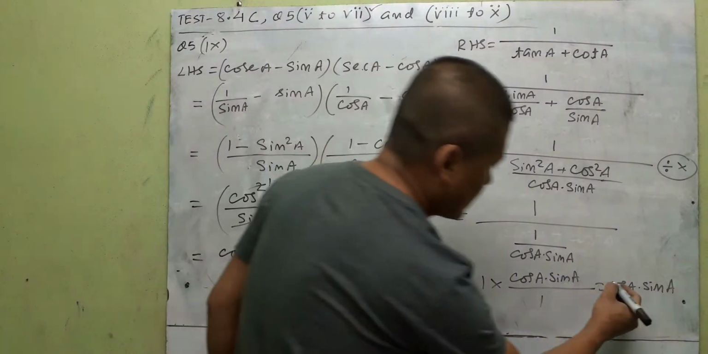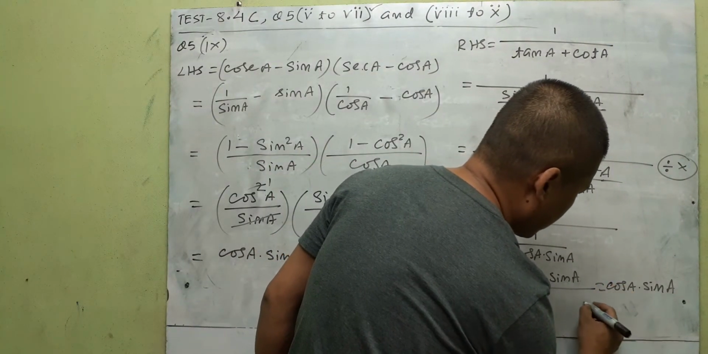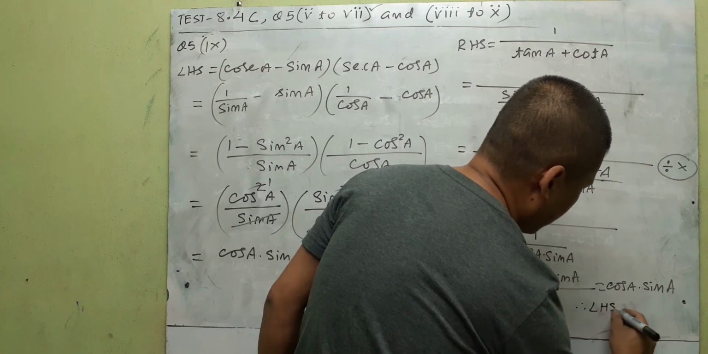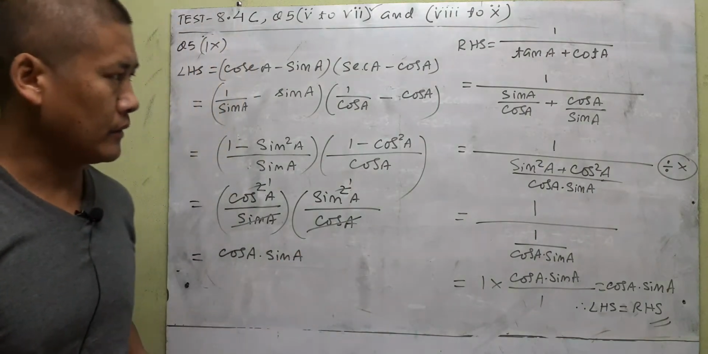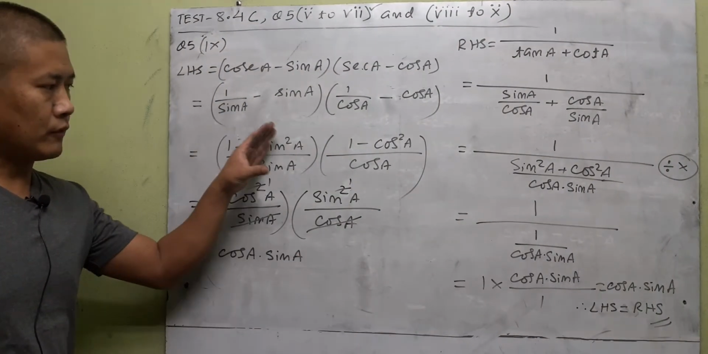So we can just write here the final step. Therefore, we have proved that left hand side and right hand side are equal. So this identity is, they are equal. The statement, the equation is true.